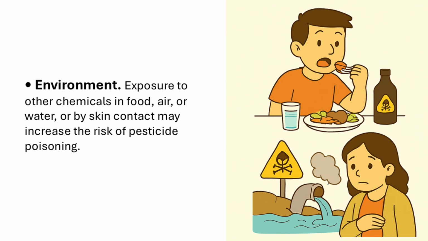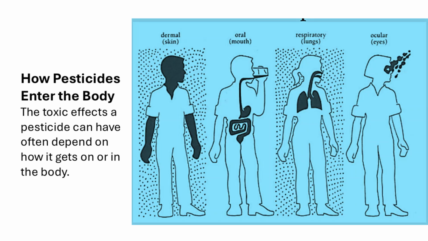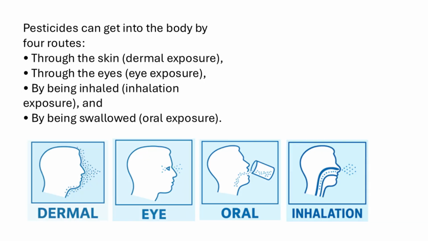Environment. Exposure to other chemicals in food, air, or water, or by skin contact may increase the risk of pesticide poisoning. These qualities are factors in pesticide selection and use when you think about where you apply a pesticide and who might be exposed to it afterward. You always have to be thinking about the safety of others, not just your own, when you use pesticides. How pesticides enter the body. The toxic effects a pesticide can have often depend on how it gets on or in the body.